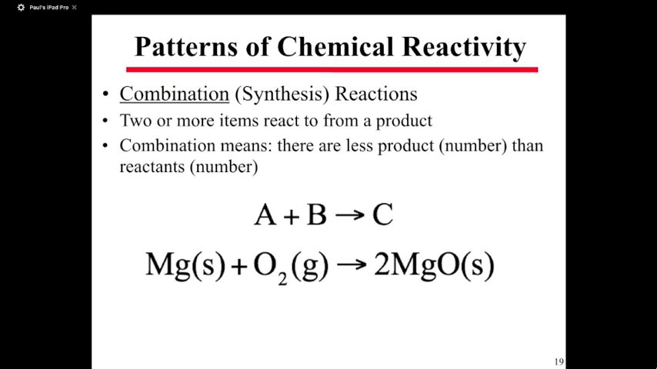All right? A combination reaction. 2 or more items react to form products. Combination means there are more reactants than there are products. There are fewer products than reactants. So 2 things can come to 1, 3 things can go to 2. In this case, the element magnesium and the element oxygen produce the compound. Name that compound. Magnesium oxide. Okay, that's a combination.